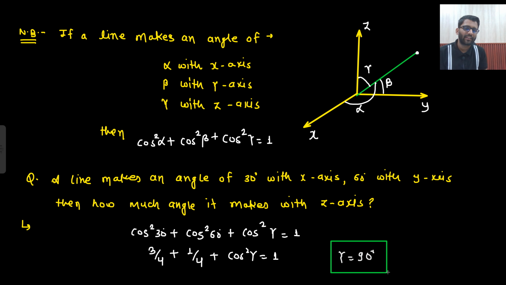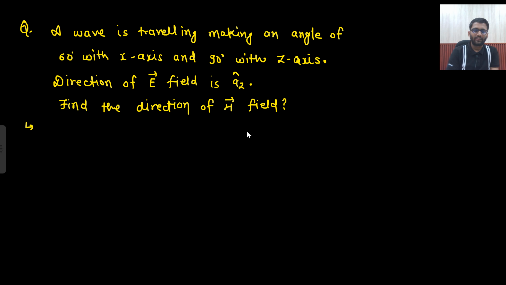That line is lying in the xy plane: 30 degree, 60 degree, and with the other one it is 90 degree. Is that clear to you? So this is how you can use the formula. Now let's solve this question.